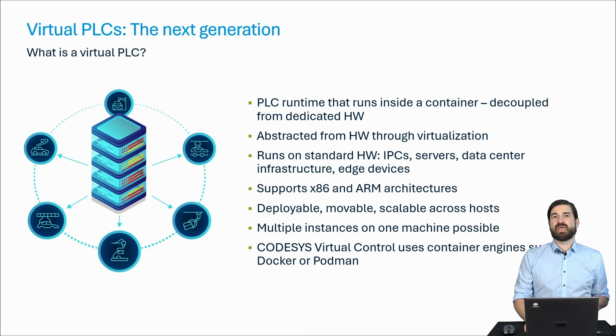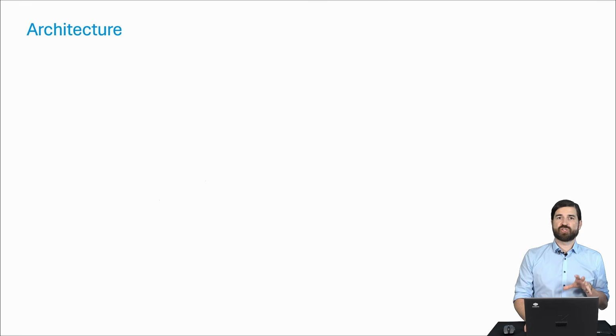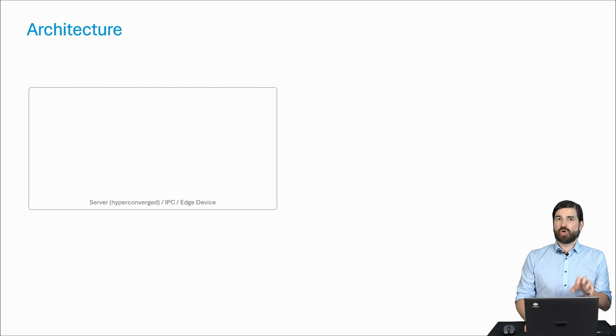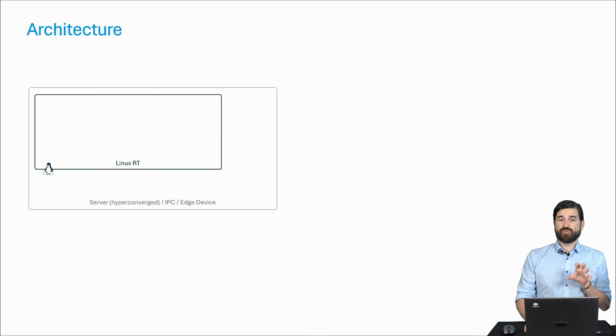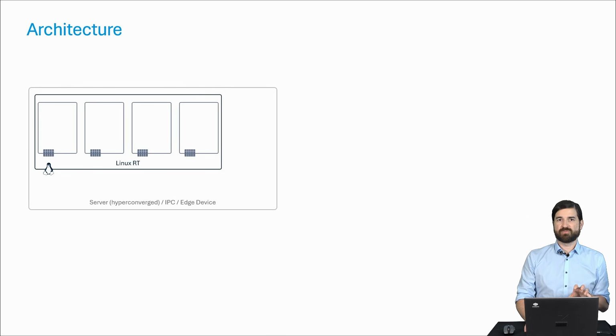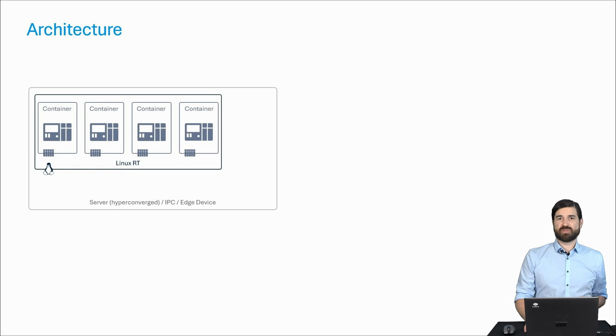Let's have a look at the architecture of what I just told you at a conceptual level. You have a host machine. This can be an industrial PC, a server, whatever fits your setup. On that host, you have a real-time capable Linux operating system and a container engine like Docker or Podman. Inside the container engine, you run one, or like here, more containers, each containing a CODESYS virtual control instance.